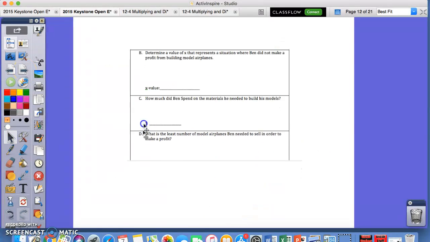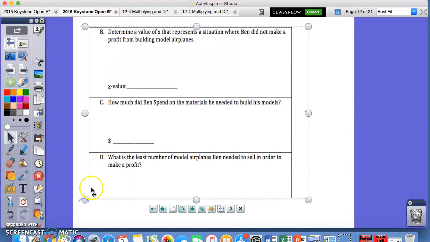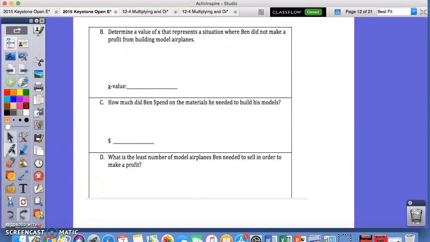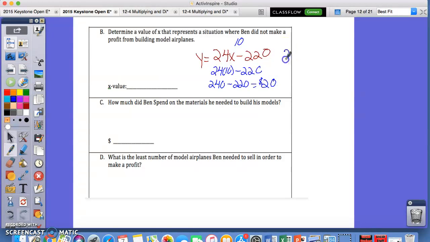For part B, it says determine a value of x that represents a situation where he did not make a profit. So we know y is 24x minus 220. If I think about it, x is the number of airplanes. If he sells 10 airplanes, you'd have 24 times 10 minus 220. So you'd have 240 minus 220, which is $20. That is a profit.